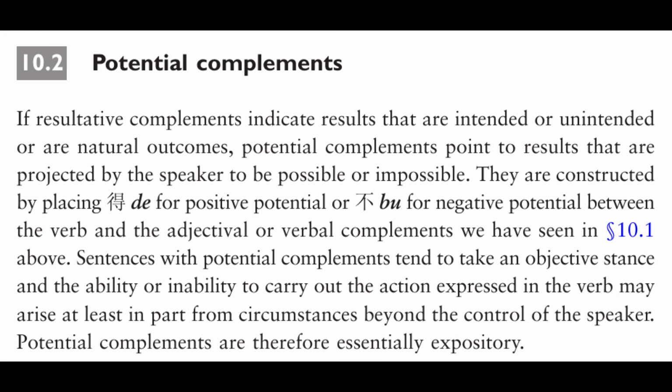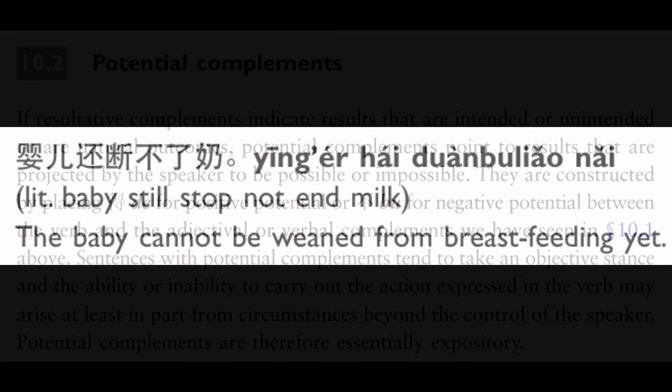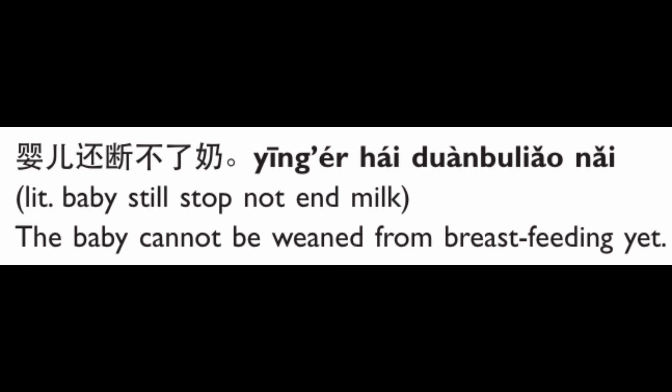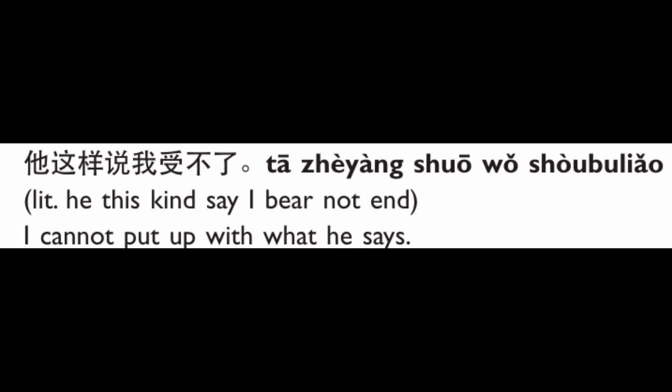And that's where we start to see liao in the sense of to complete come into play. The technical term for this is a potential complement, and it always includes either de or bu. De means that it can happen, and bu means that it can't happen. So the sentence here says 婴儿还端不了奶, or that baby can't be weaned from breast milk just yet. The 不了 part right here means that it's got negative potential. You cannot do this, it's impossible to do this right now, and so on.